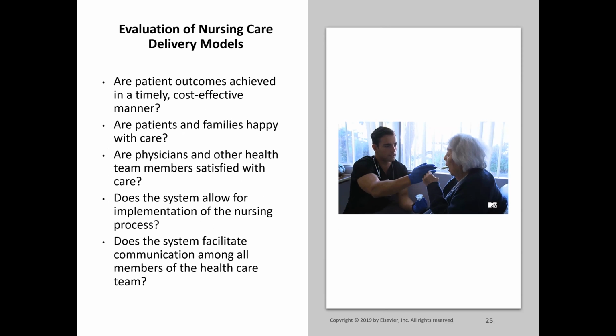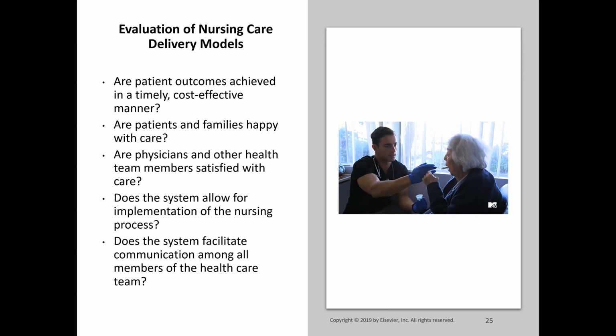So let's evaluate the whole thing. When you're looking at nursing care delivery modules, you're looking at the patient, their acuity, their outcome, how cost effective it will be, depending on the type of module you use. Are the patients happy? How about the nurses? Do you have that patient satisfaction, staff satisfaction? How about the other members of the team? Are they satisfied? And does the team allow for implementation of the nursing process?